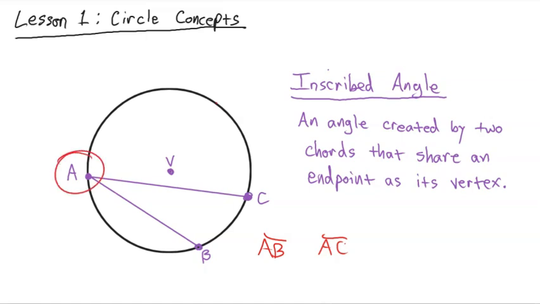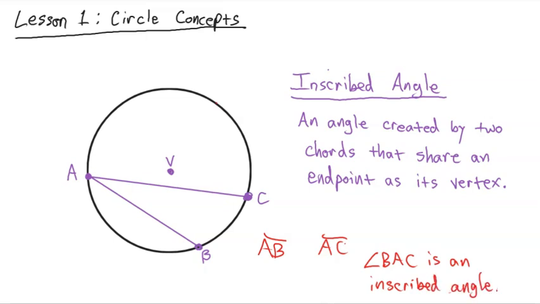And A is the vertex of that angle, okay? So what we have here is angle BAC. So angle BAC is an inscribed angle. Inscribed angle, okay? And this is the angle right here, okay?